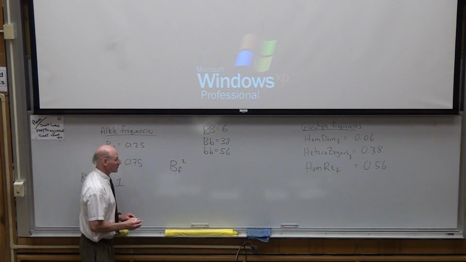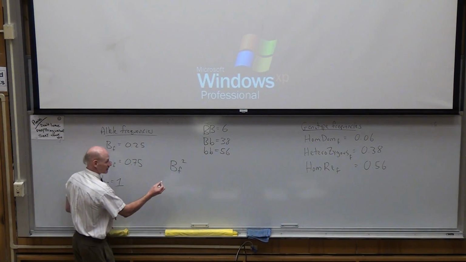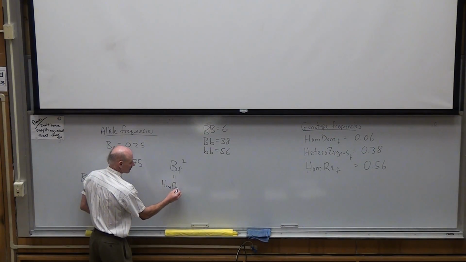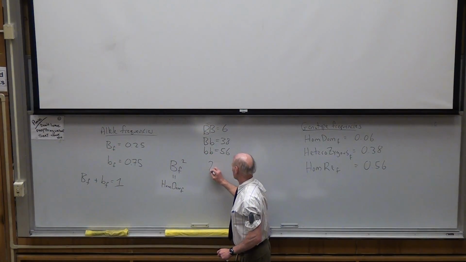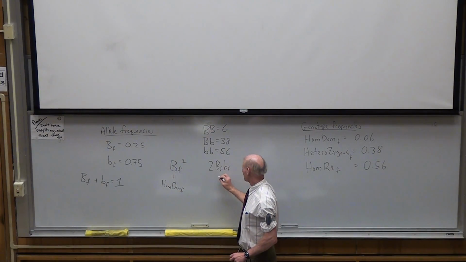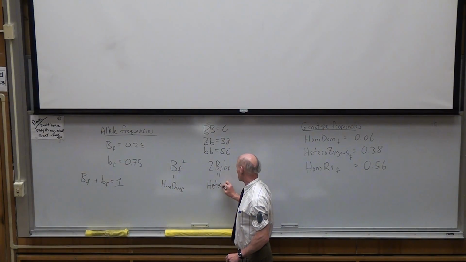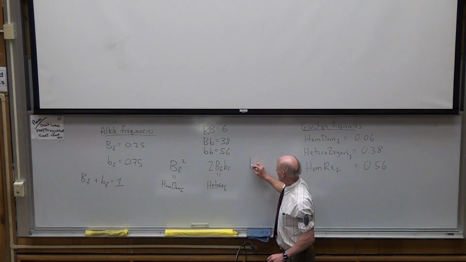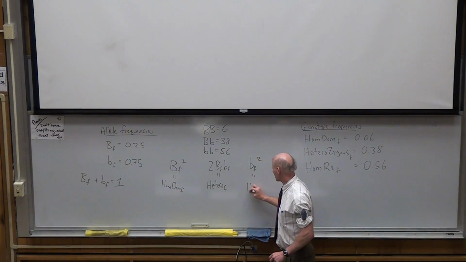What it's really saying is that if you take the allele frequency of the dominant allele and square that number, that equals the genotype frequency of the homozygous dominant genotype. And if you take 2 times the dominant allele frequency times the recessive allele frequency, that equals the heterozygous genotype frequency. And if you take the allele frequency of the recessive allele and square it, that gives you the genotype frequency of homozygous recessives.